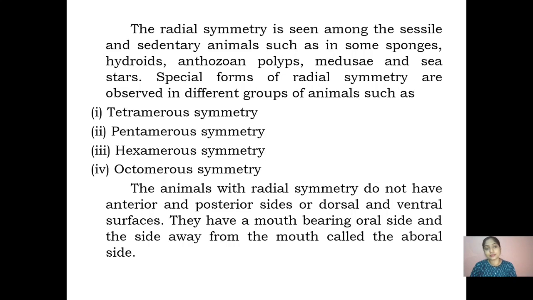Special forms of radial symmetry are observed in different groups of animals, that is tetramerous symmetry, pentamerous symmetry, which is what we saw in starfish. Because of its 5 arms, it exhibits pentamerous symmetry, hexamerous symmetry, octomerous symmetry. The animals with radial symmetry do not have anterior and posterior sides or dorsal and ventral surfaces. They have a mouth-bearing oral side and the side away from the mouth called the aboral side.